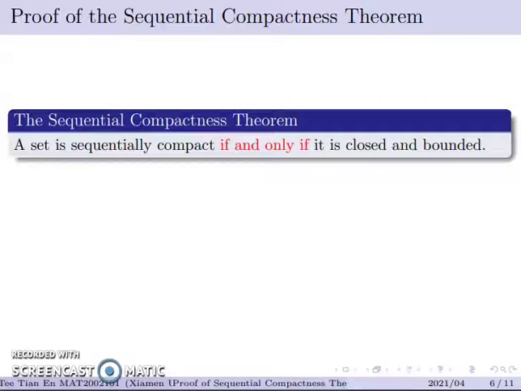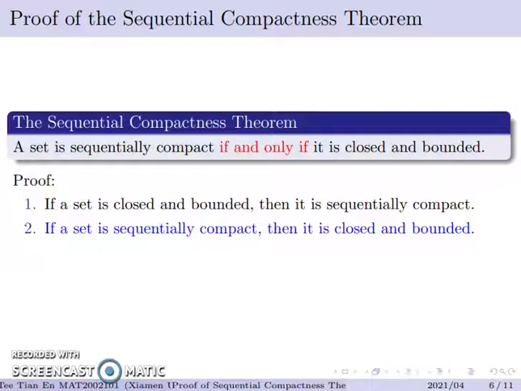Alright, let's now go to the proof of the sequential compactness theorem. The theorem says a set is sequentially compact if and only if it is closed and bounded. One thing to highlight is that this is an if and only if theorem, so we have to prove it in two different directions. The first direction: if a set is closed and bounded, then it is sequentially compact. And the second direction: if a set is sequentially compact, then it is closed and bounded.